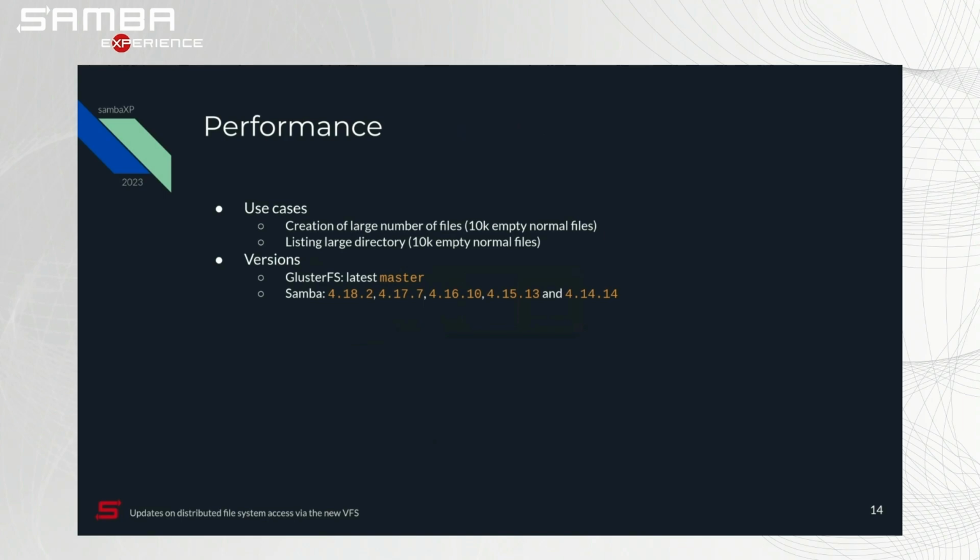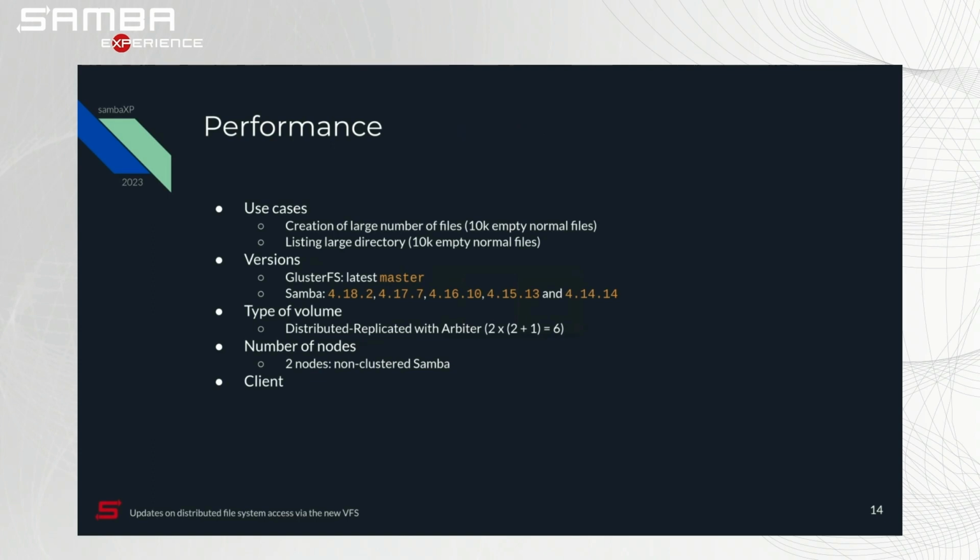And the type of volume used here is a distributed replicated with arbiter volume. That is basically a 2 cross 2 plus 1 volume. And it is spread over 2 nodes which are not clustered from Samba's perspective. That is, CTDB is not used. And from the client perspective, we are just using the SMB client utility and the related tools like smbcontrol to get the profiles and to switch the profile on and off, and smbstatus to dump the profile statistics.